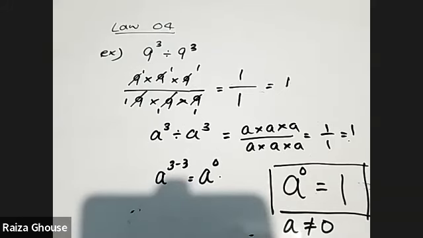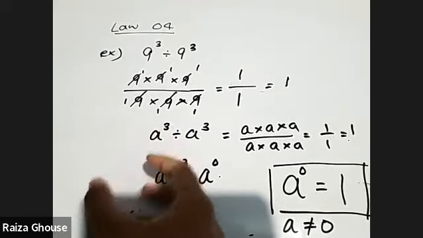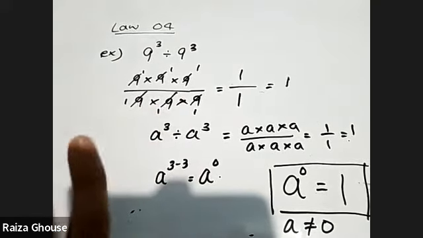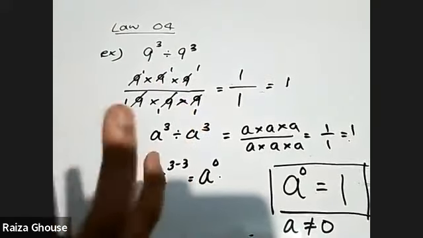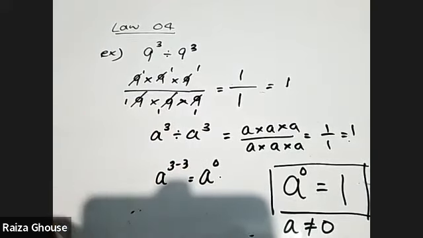Now, should we write a to the power 1? A to the power 0 is equal to 1. That means if you get any base to the power 0, the answer is always 1. What did I say? If you get any base to the power 0, the answer is equal to 1. Clear? Okay, copy down. I'll give you another example.